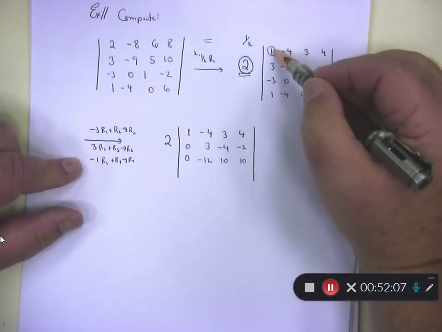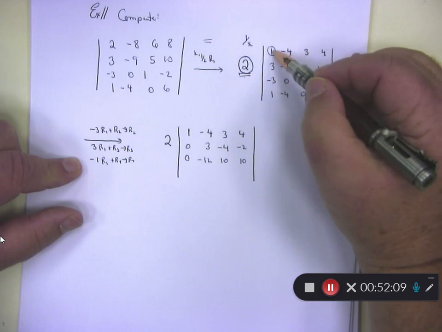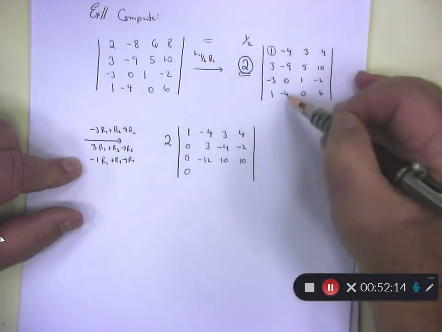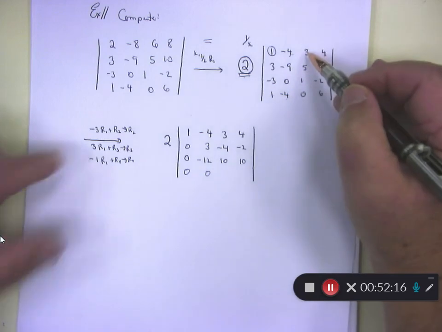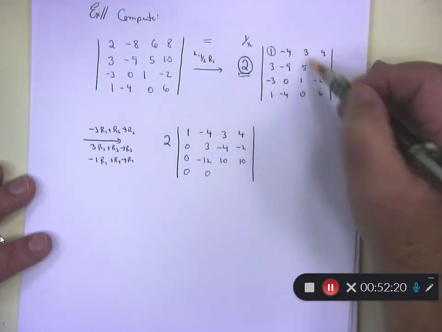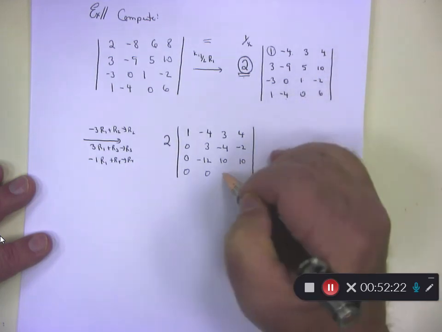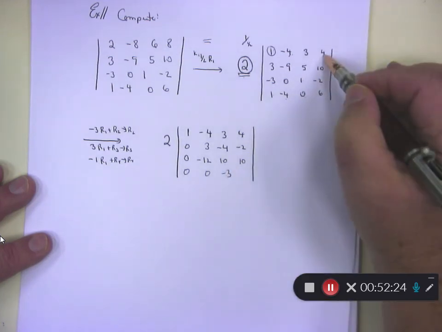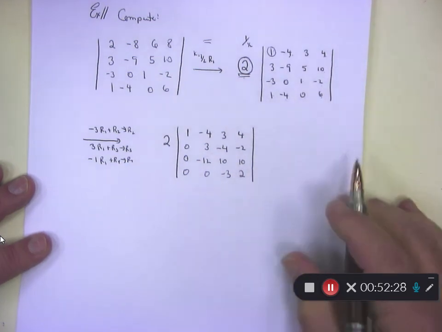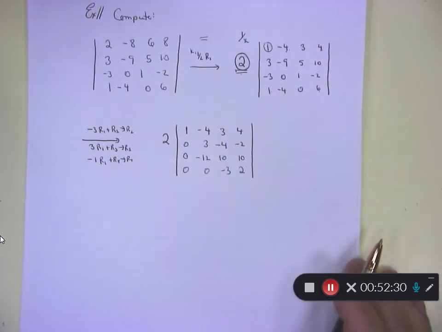Now, -1 times row 1 plus row 2. -1 times 1 is -1 plus 1 is 0. -1 times 4 is -4 plus 4 is 0. -1 times 3 is -3 plus 0 is -3. And -1 times 4 is -4 plus 6 is 2. Okay?